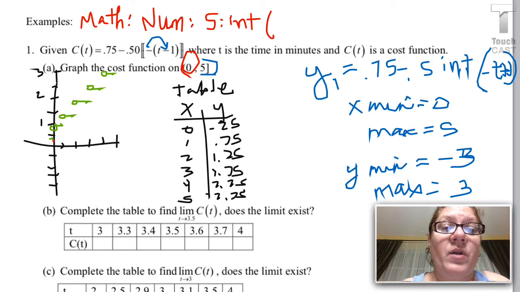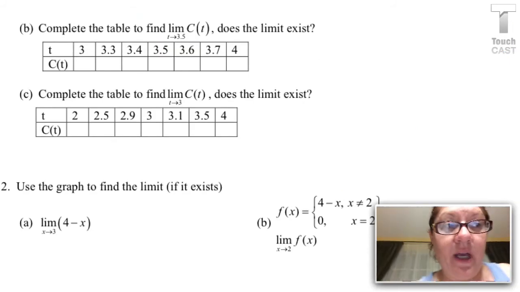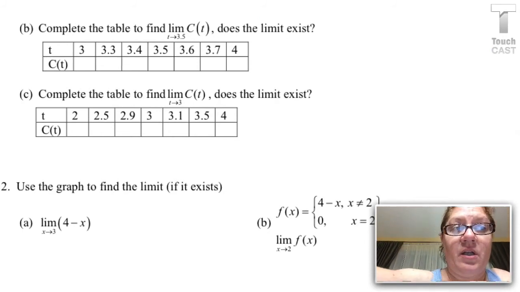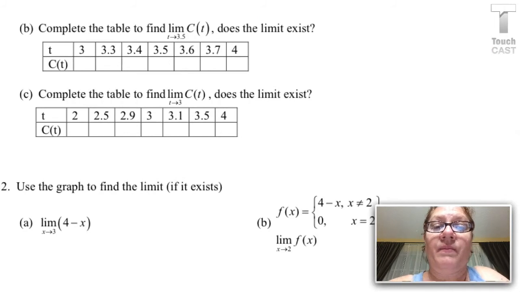Okay, moving on to the next one. So now that you have that C of t in your graphing calculator, I want you to go back to your table set and make it so that the independent is ask. And then I want you to put these values in and write down what your y values are. So we're trying to figure out what's happening as x gets closer and closer to 3.5, but I want you to actually find the values using your graphing calculator.